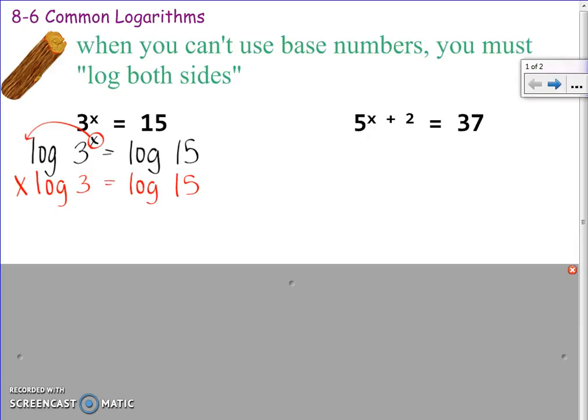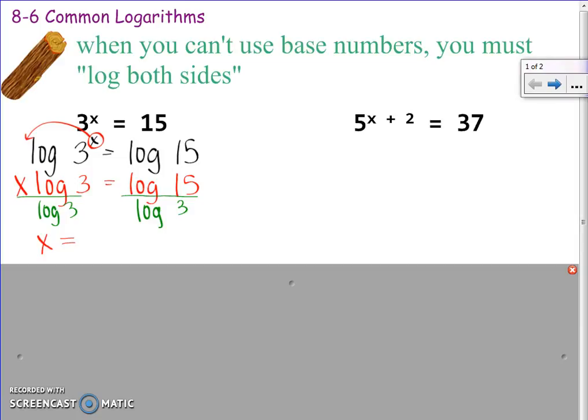How could we get x by itself? Divide by log 3 would be a great idea. Okay, so now we have x by itself.